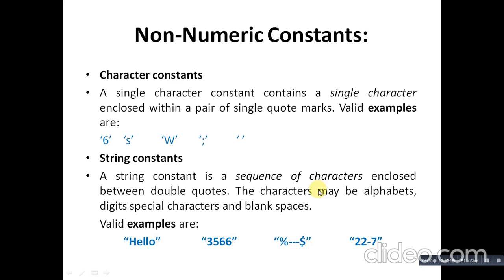Whereas string constants are a sequence of characters enclosed between double quotes. The characters may be alphabets, digits, special characters or blank spaces. So here in double quotes we have hello, 3566, percentage dash dash dollar symbol, 22 minus 7. So all these are called strings. Whatever you enclose in double quotes is called a string.